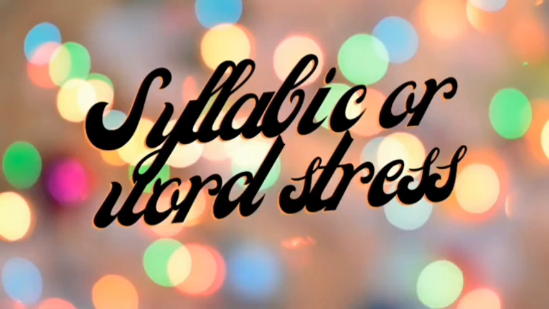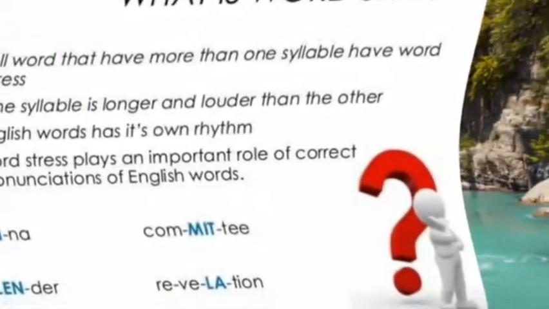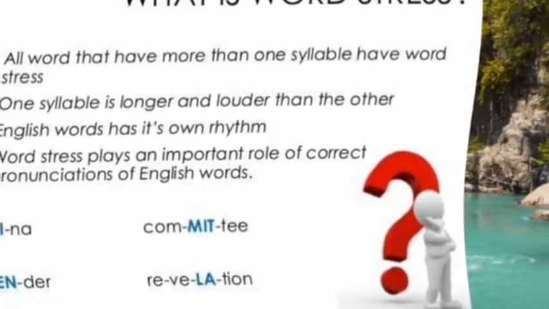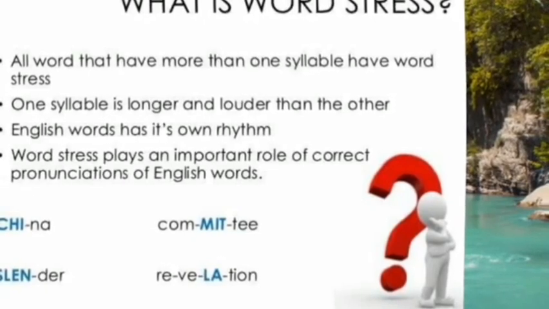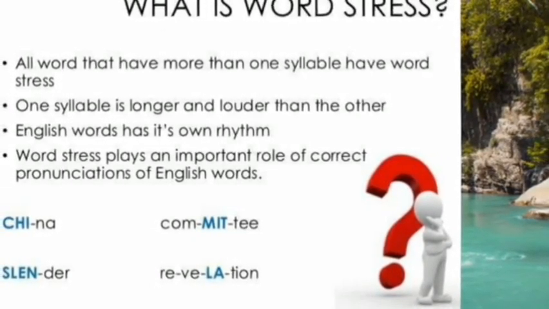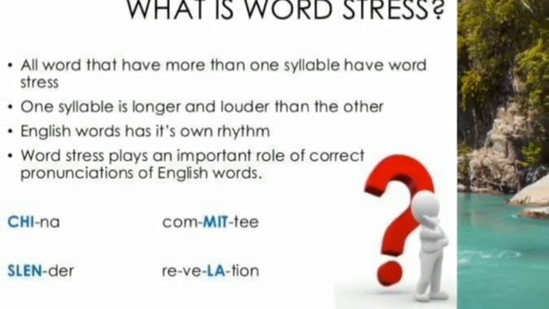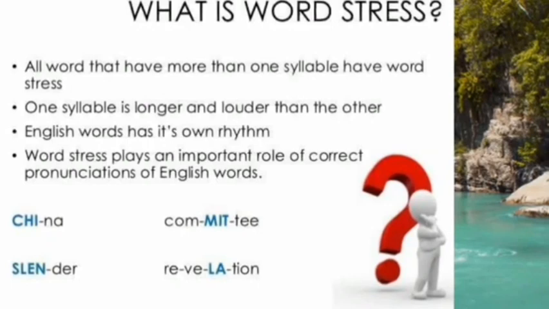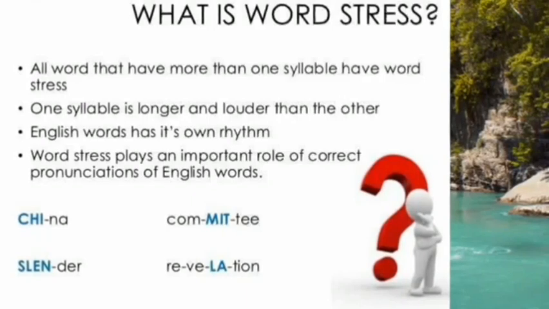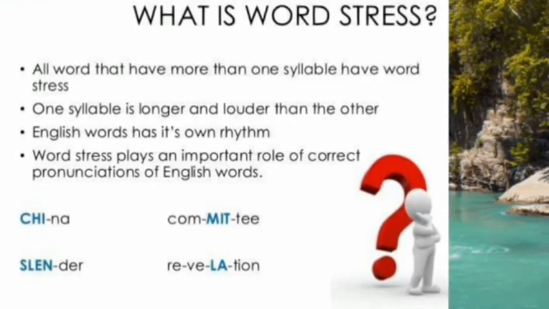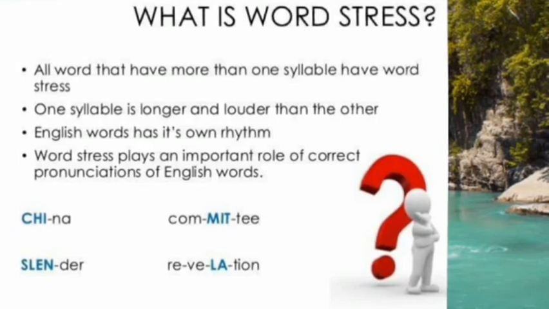Syllabic or word stress. You will agree with me that words with more than one syllable have word stress, and one syllable tends to be longer and louder than the other syllables in a word. In a word that contains more than one syllable, definitely there's one syllable that tends to be louder in terms of pronunciation. In the examples below, you will notice that a part of the word is written in capital letters, and that part of the word is the syllable that carries the stress and is pronounced louder and longer than the other syllables in the words.